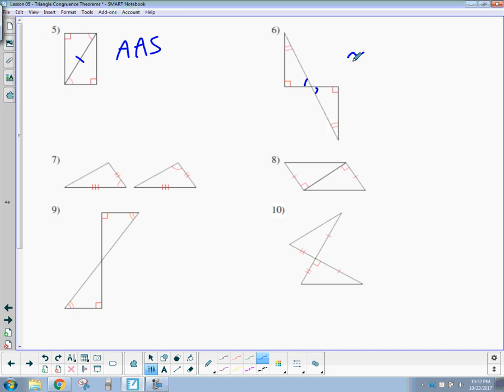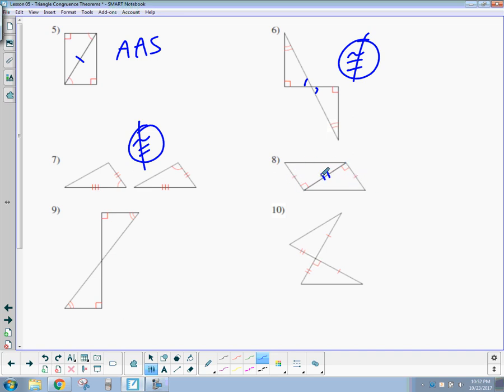Number 7, we have side, angle, side, angle. That spells that bad word. It's not sandwiching the angle like it's supposed to. Not enough information, not congruent. 8, reflexive property. We have side, angle, side, side, angle, side. Must be side, angle, side.